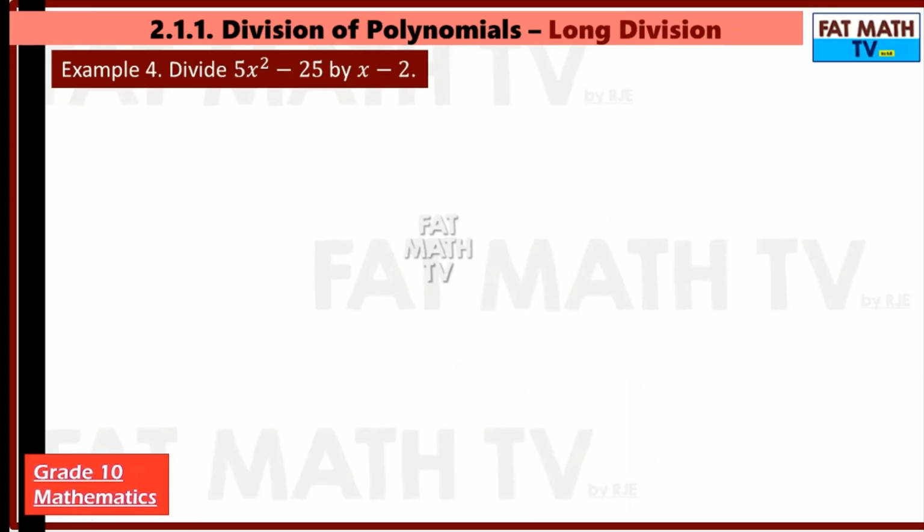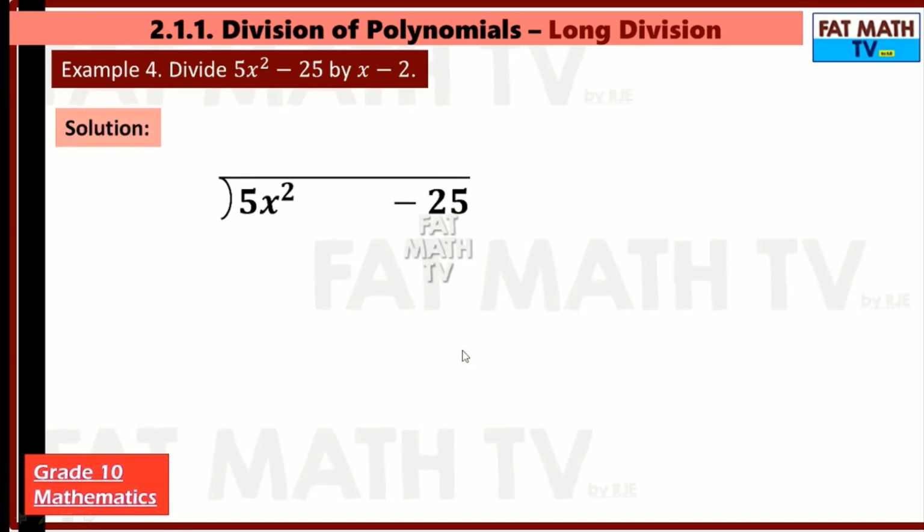Example number 4. Divide 5x squared minus 25 by x minus 2. Okay, so I put a space here because we don't have a term with x, so that will be the space for that. Because this is 5x squared plus 0x.